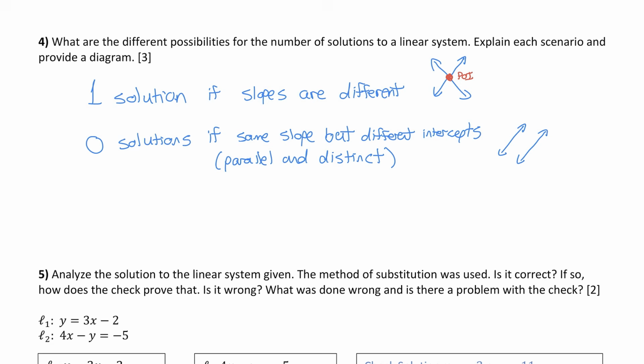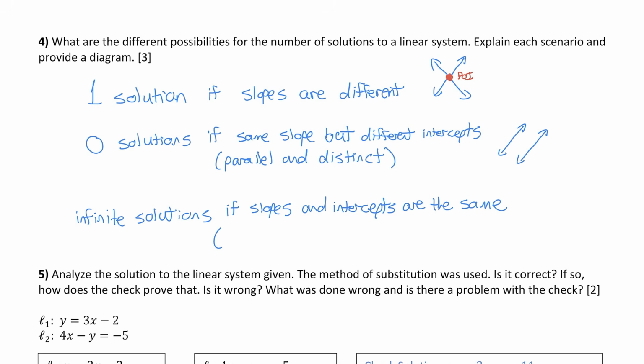And the last scenario is an infinite number of solutions. And that happens if the slopes and intercepts are the same. So we say the lines are parallel and coincident. So I'll try and draw two lines that are on top of each other. So notice they're the exact same line. They intersect at an infinite number of points because they share all the points that are on each line.